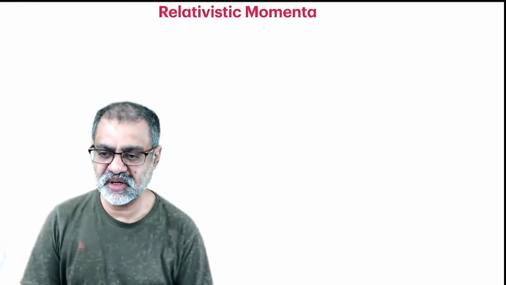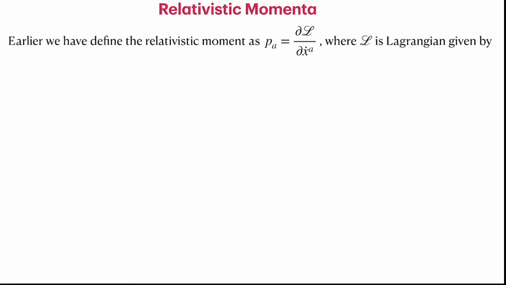Let's first talk about the relativistic momenta. From Lagrangian point of view, earlier we have defined the relativistic momenta as P_A equal to ∂L/∂ẋ^A. Now note that I have changed the upper to lower because now you have a proper understanding of both upper and lower indices. By going by that, momenta defined in this way would be a covariant vector, and then we have L as our Lagrangian, which is a scalar or function.